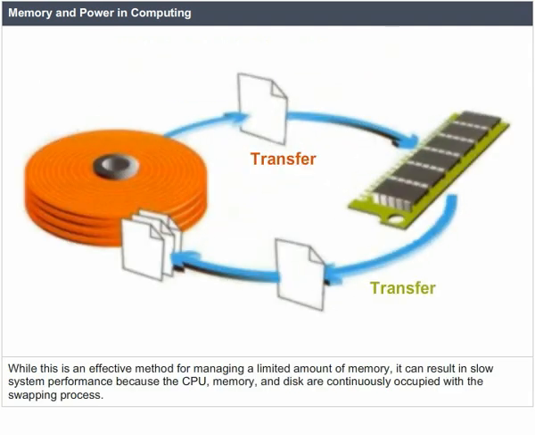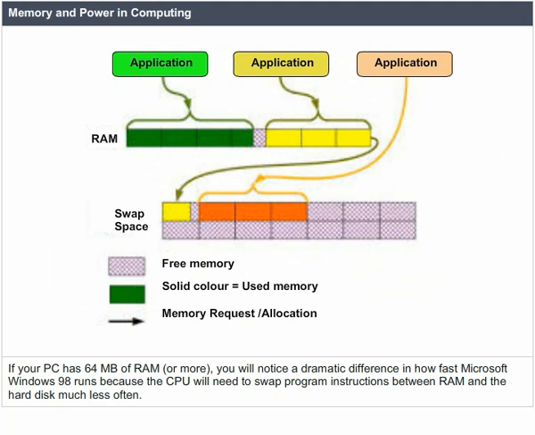While this is an effective method for managing a limited amount of memory, it can result in slow system performance because the CPU, memory, and disk are continuously occupied with the swapping process. If your PC has 64 MB of RAM or more, you will notice a dramatic difference in how fast Microsoft Windows 98 runs, because the CPU will need to swap program instructions between the RAM and the hard disk much less often.